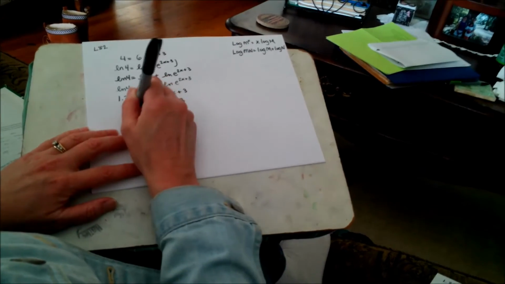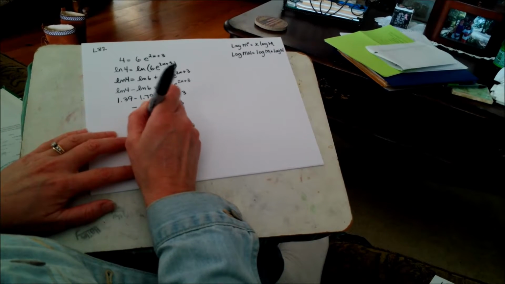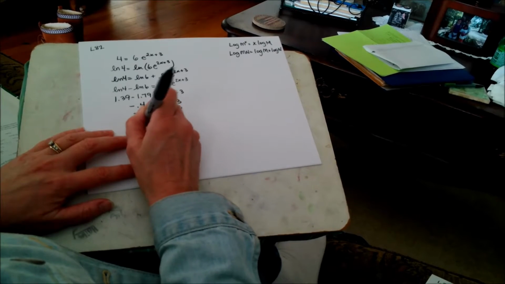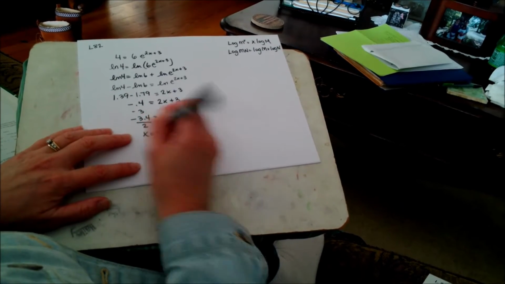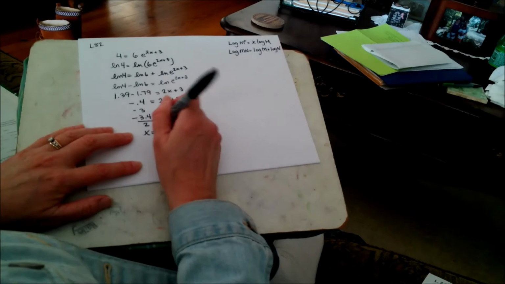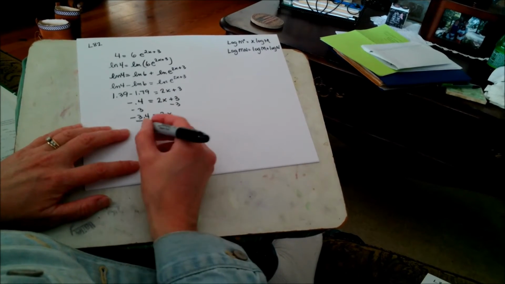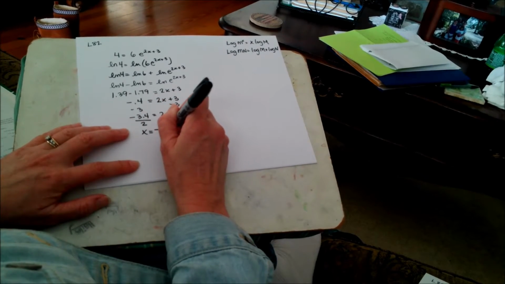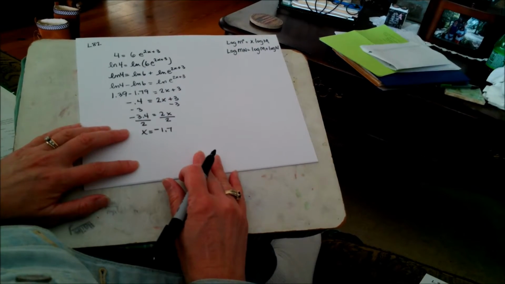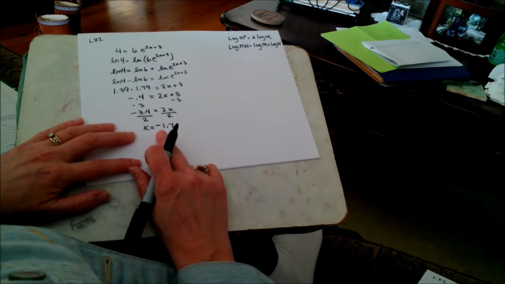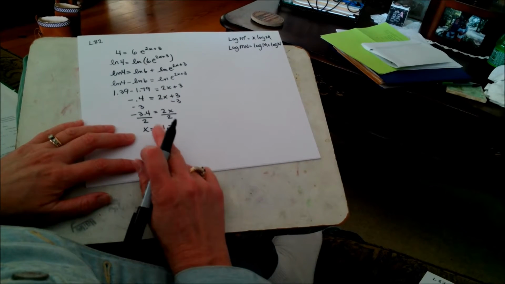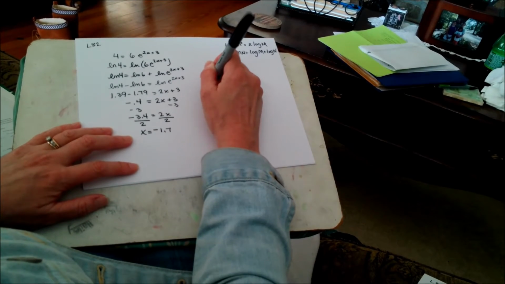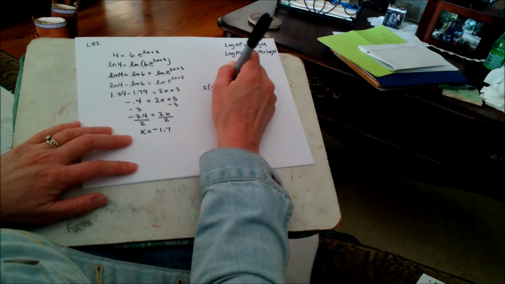So I move my 3 over. I get negative 3.4 equals 2x. Divide both sides by 2, and I get x is equal to, that's going to be a negative. Can I do this in my head? 2 goes into 3 one time. 2 goes into 14 7 times. Negative 1.7.